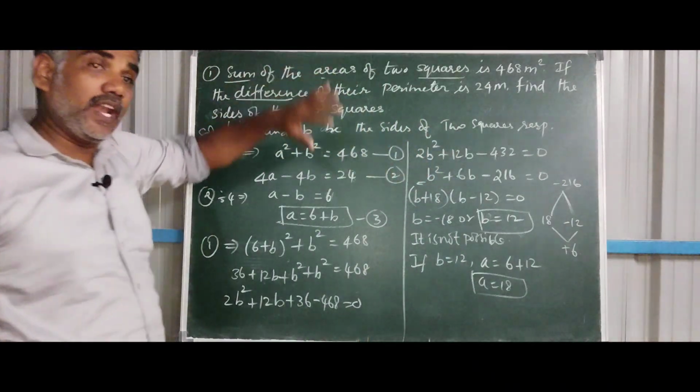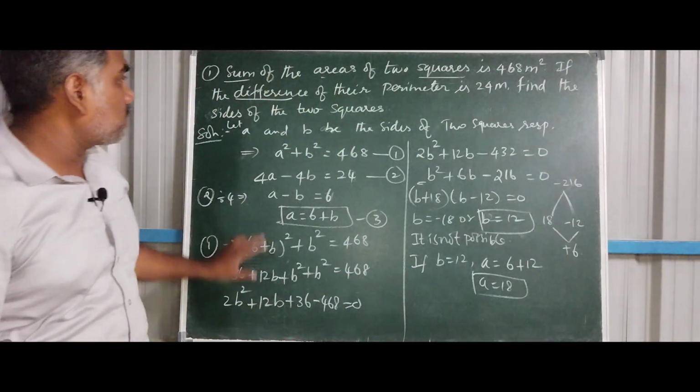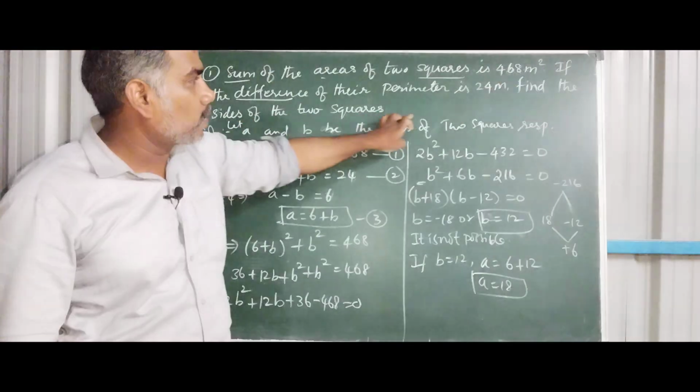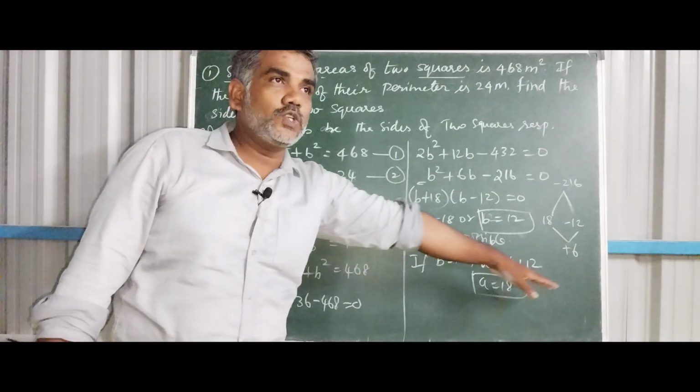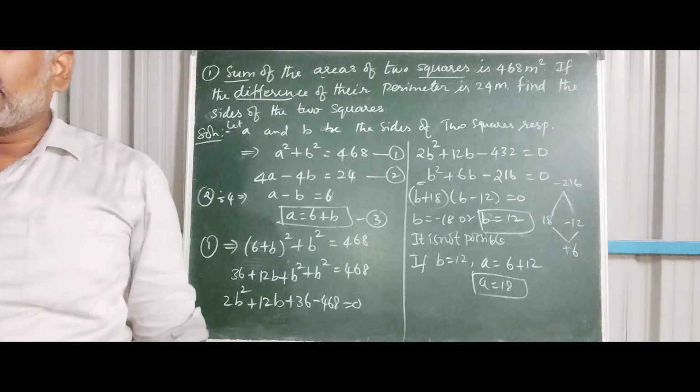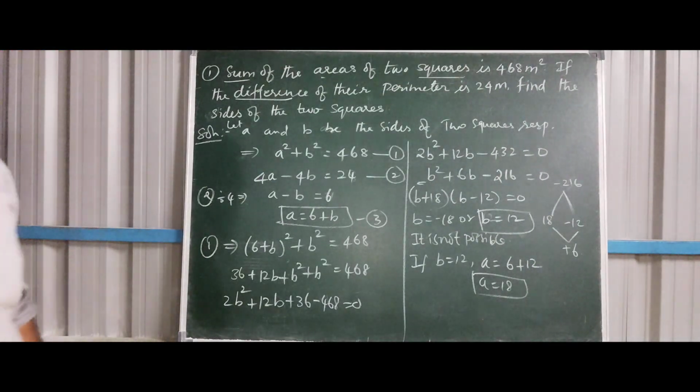So now you can write the statement. What is the question? Find the sides of the two squares. Therefore the sides of the two squares are 12 and 18.